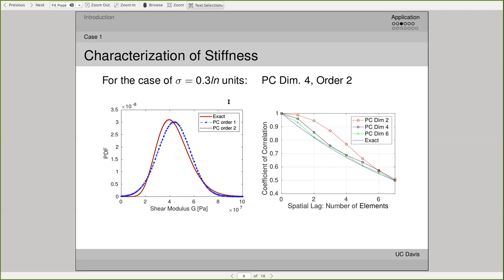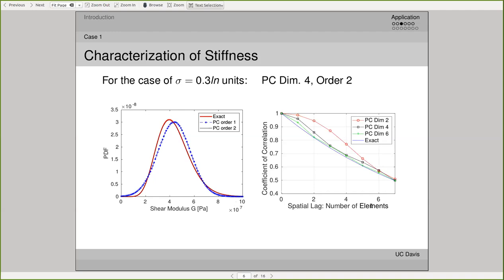As you can see here, the order one, which is the Gaussian distribution, has a quite noticeable bias in capturing the shape. Once we increase the order from order 1 to order 2, it already captures all the marginal PDFs very reasonably. So we can conclude PC order 2 is sufficient for this case.